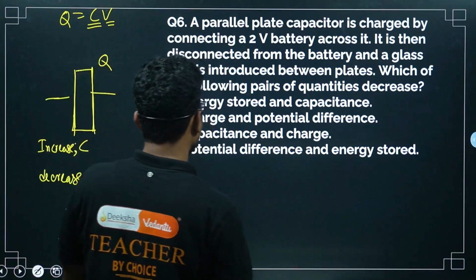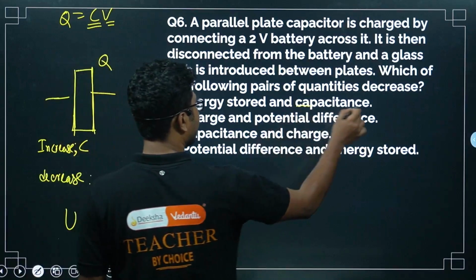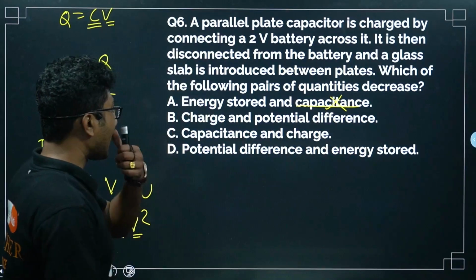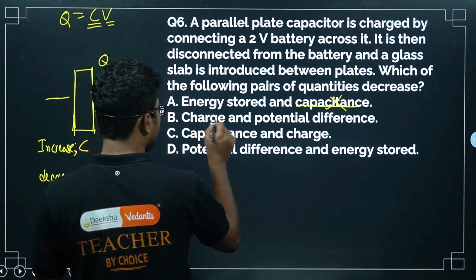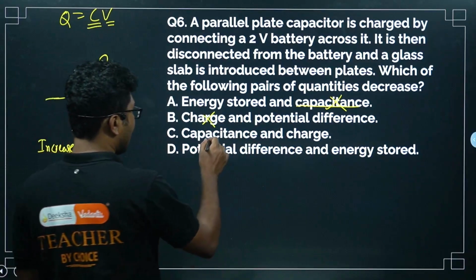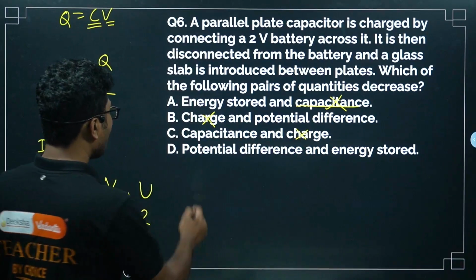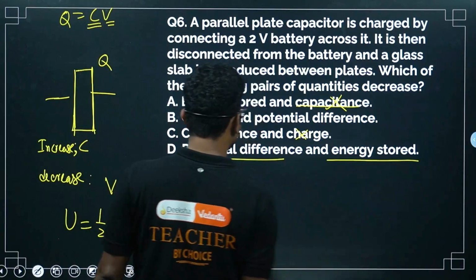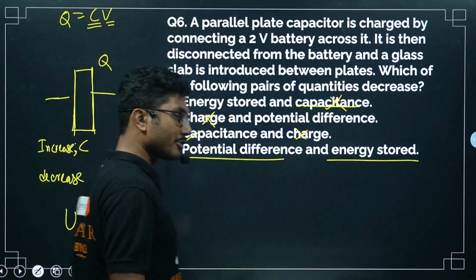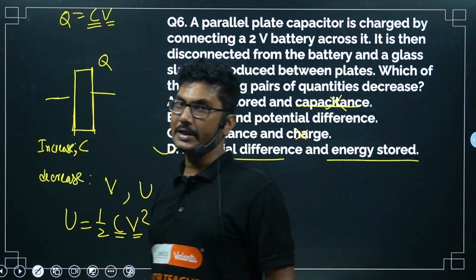Now let's see energy stored and capacitance. Capacitance is increasing, so this is not correct. Charge and potential difference, charge is constant, so this is also not correct. Capacitance and charge, capacitance increases, charge is constant, so it is also incorrect. Potential difference and energy stored, this is the correct option because potential difference is decreasing as well as energy stored in the capacitor is decreasing.